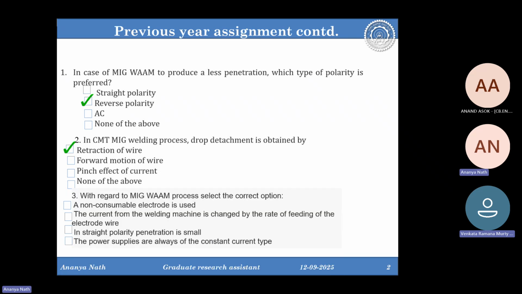Is it short circuiting? Short circuiting, kind of. Not exactly, but the wire will touch the base plate, so there will be short circuiting, and then it will retract, so there will be a high spark, and because of the spark, the metal will get deposited. So it's called cold metal transfer.